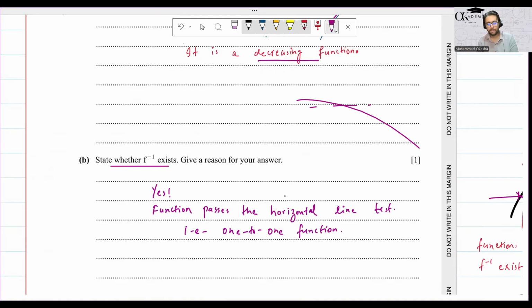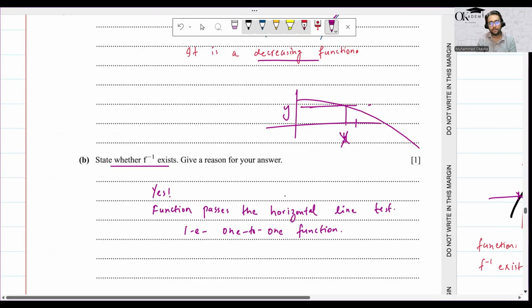One-to-one function. So if the function is one-to-one, which means you have a single value of x and a single value of y, then of course the inverse exists. And this is the statement. And this is the reason. You don't have to write the reason of the statement. This answer should do. It's only for 1 mark.